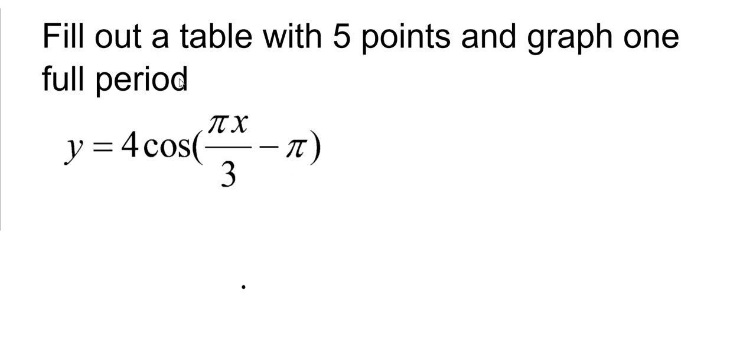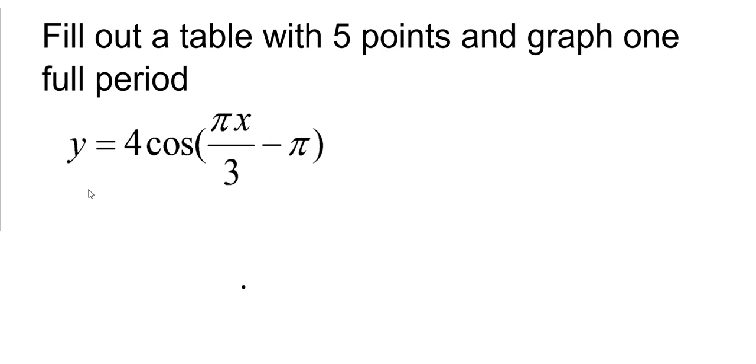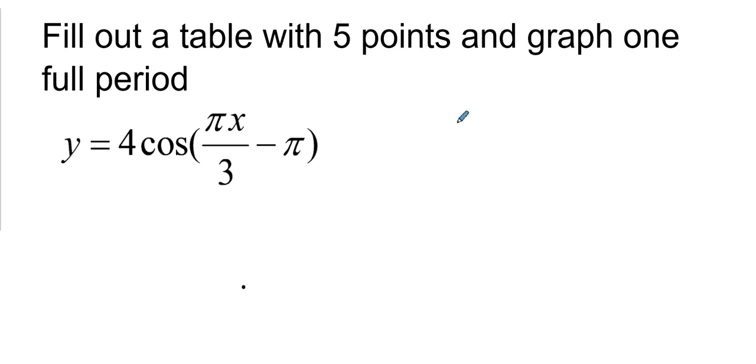All right, here we go. We're going to fill out a table with 5 points and graph one full period of this transformation of the cosine function. In order to figure this out, we first want to figure out what cosine of x, the basic function, looks like.